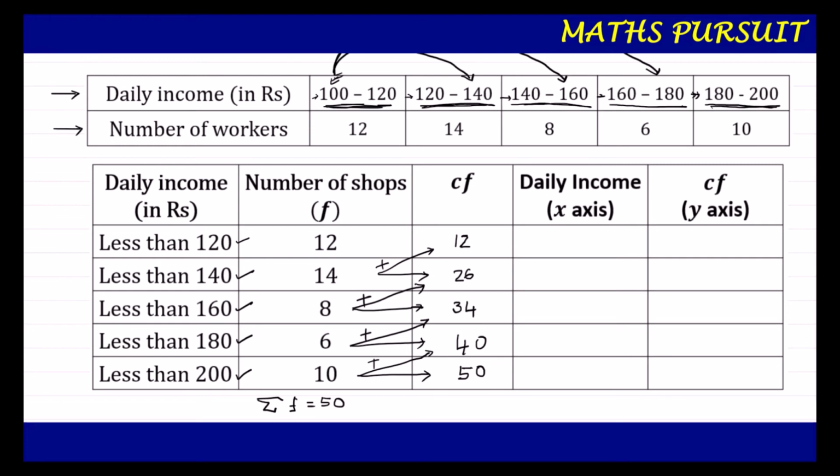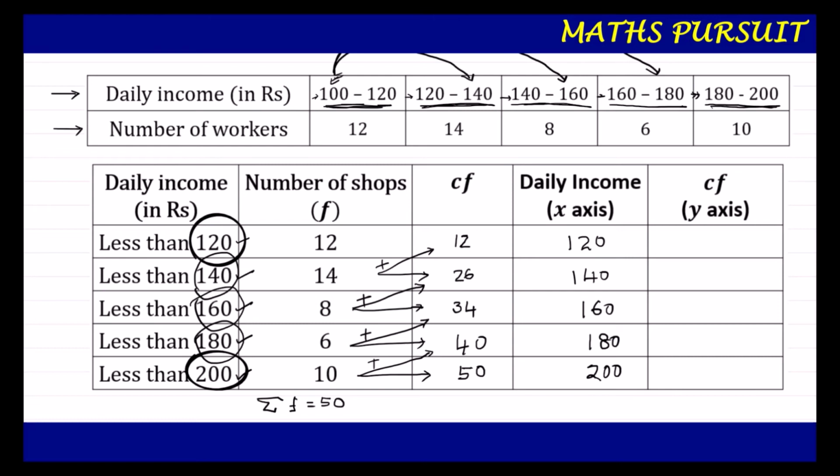Here you can see that the information is less than 120, less than 140, less than 160, less than 180, less than 200. We are going to pick up these numbers 120, 140, 160, 180 and 200. These are our daily income. So we are going to take these numbers on our x-axis, because on the x-axis we are going to represent our daily income. So 120, 140, 160, 180 and then finally 200. I believe till here we are clear.